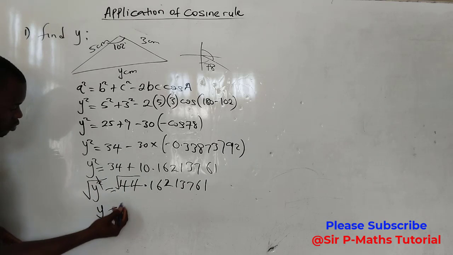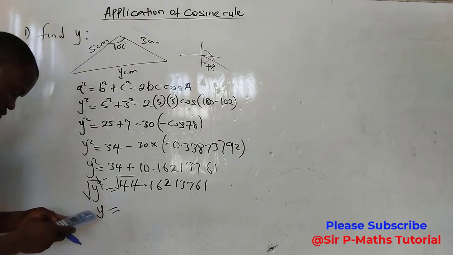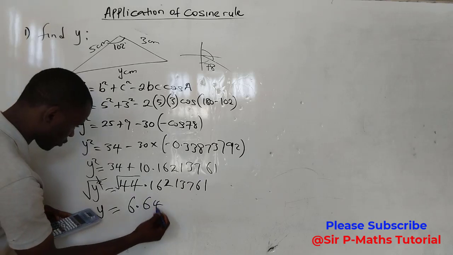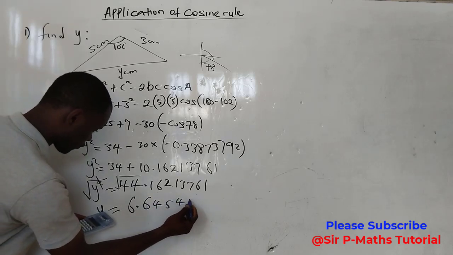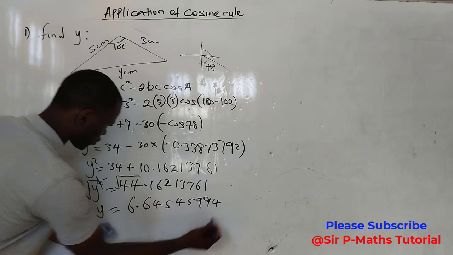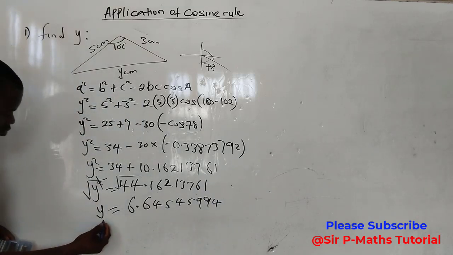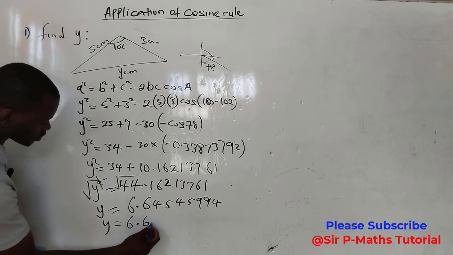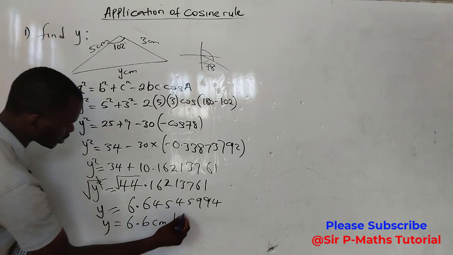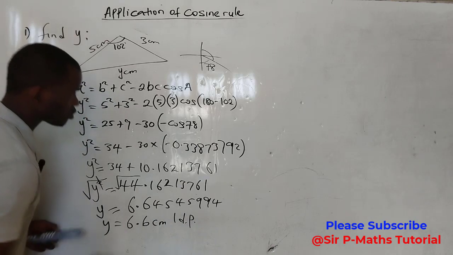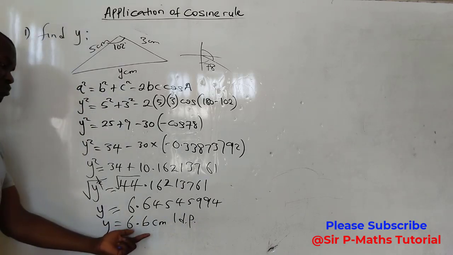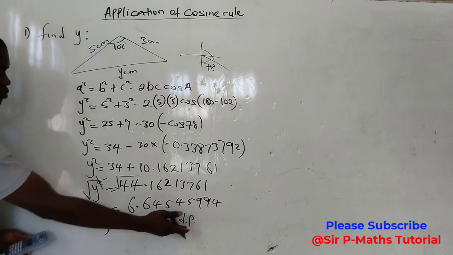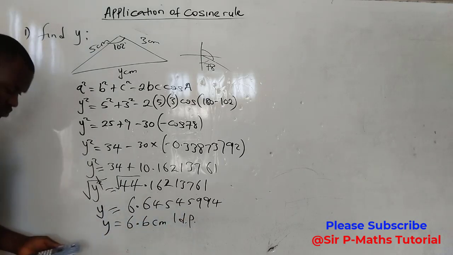Therefore, y will be equal to the square root of this, which will give me 6.64545994. Let us approximate to one decimal place, 6.6 cm. Remember, we are not told to which decimal place we are approximating. So whatever decision you have taken, you must define it, you must let us know. Okay.